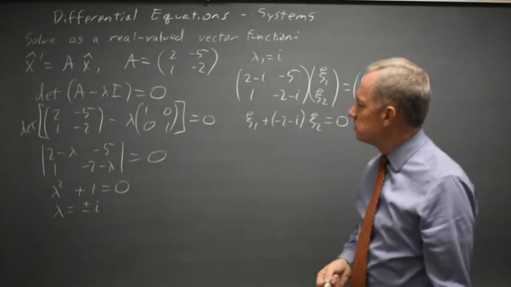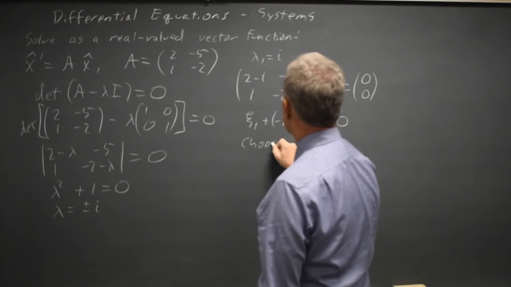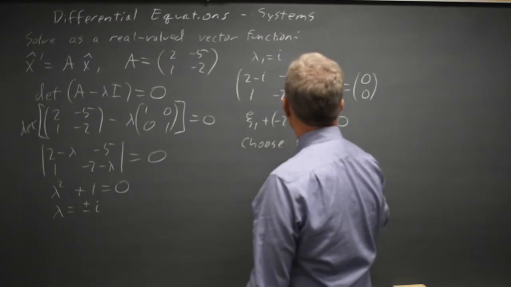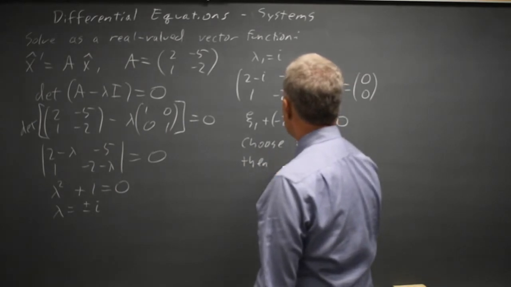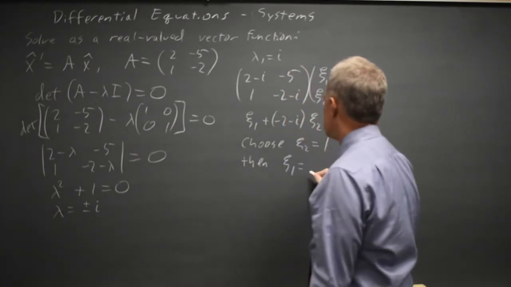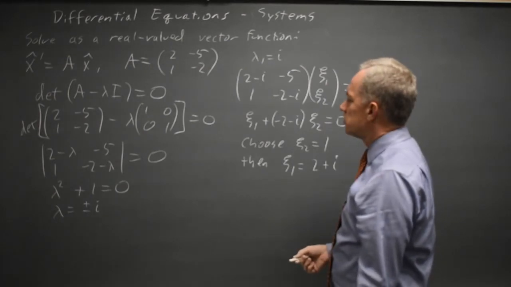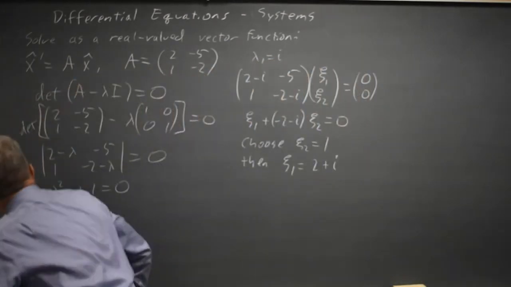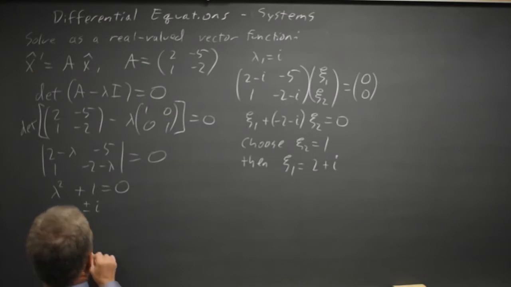And if I choose xi2 equal 1, then xi1 equals 2 plus i. So my first eigenvector, I have lambda 1 equals i, and eigenvector 1 equals [2 plus i, 1].